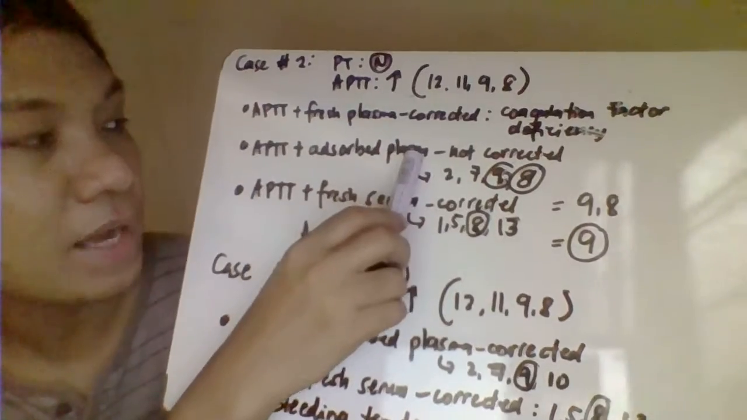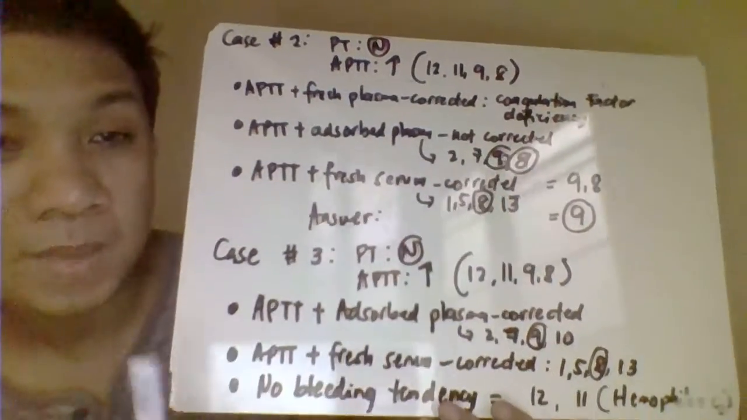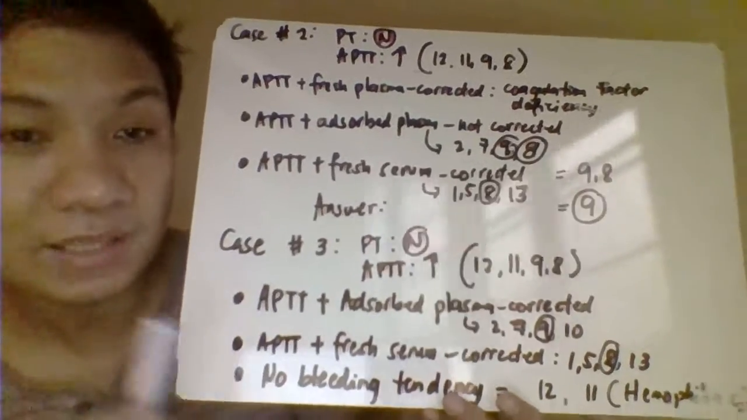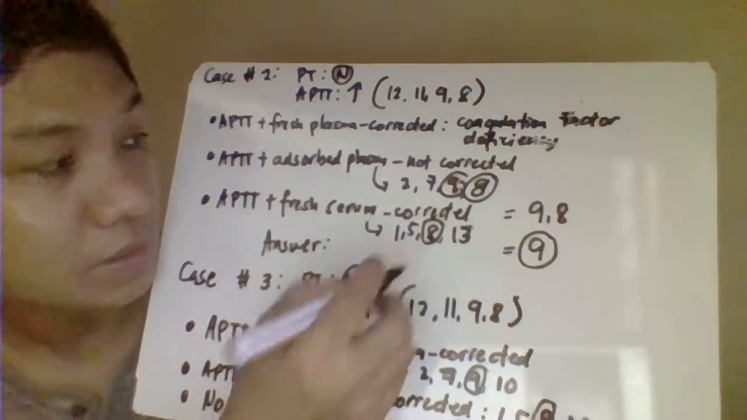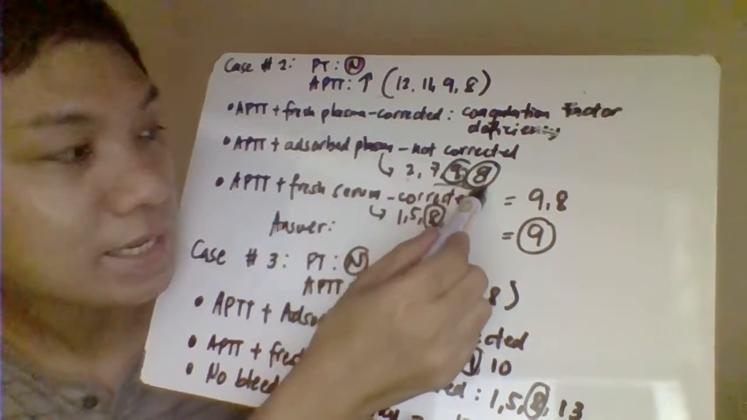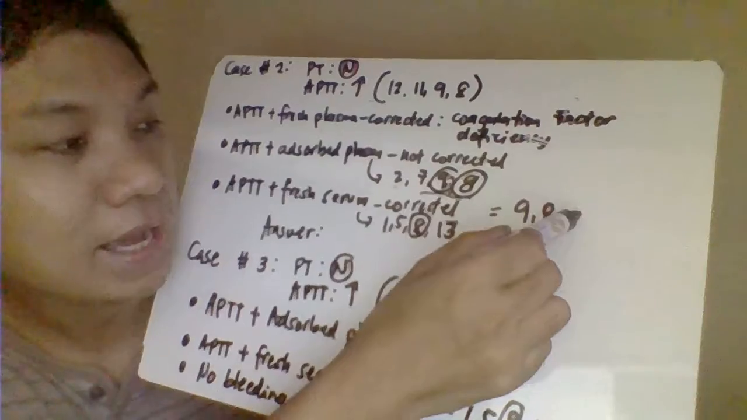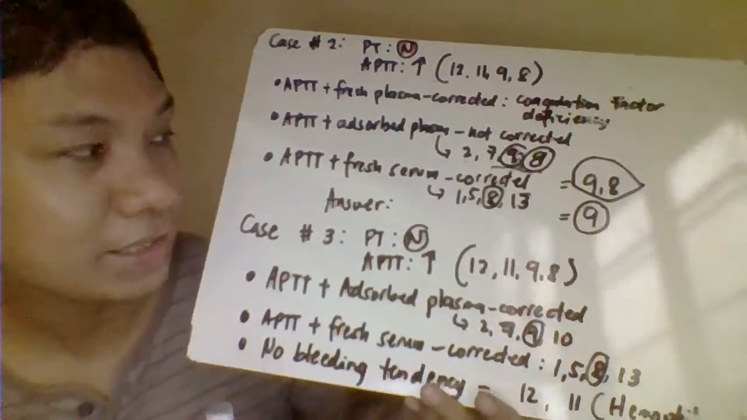APTT plus adsorbed plasma, not corrected. So again, when it is not corrected, that is where we look. Usually, when it is not corrected, that is where the answer is, or where our deficiency is. Adsorbed plasma, 2, 7, 9, 8. So, 9 and 8, these are what remain. So, this is what we suspect. Okay, so not corrected with that.